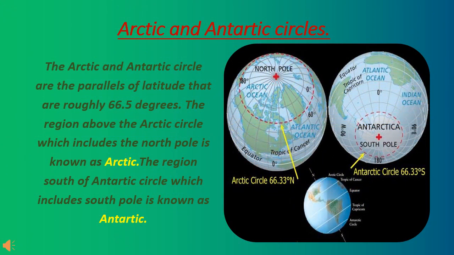Arctic and Antarctic Circles. The Arctic and Antarctic Circle are the parallels of latitude that are roughly 66.5 degrees. The region above the Arctic Circle, which includes the North Pole, is known as Arctic. The region south of Antarctic Circle, which includes South Pole, is known as Antarctic.